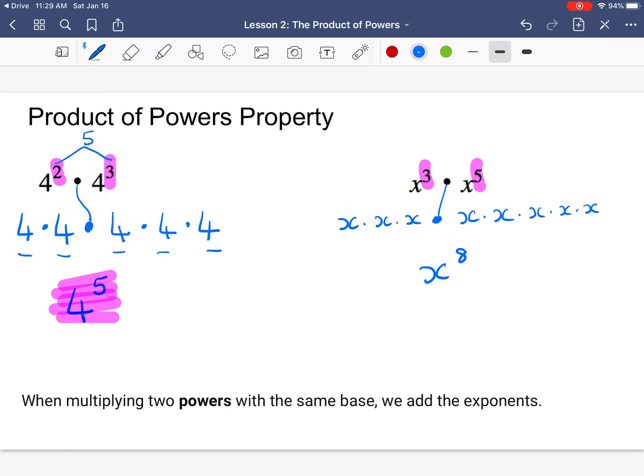So the product of powers property says that when you're multiplying two powers with the same base, you add the exponents.